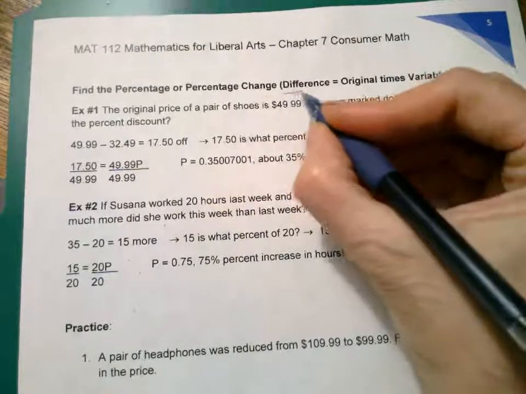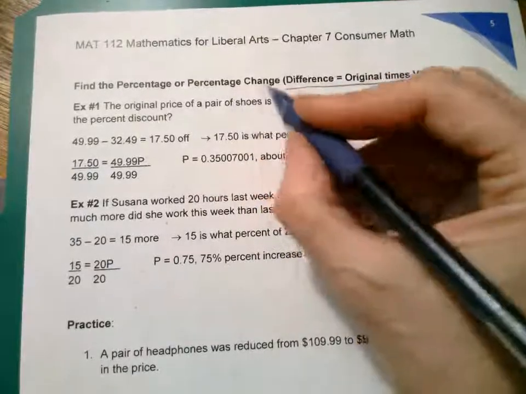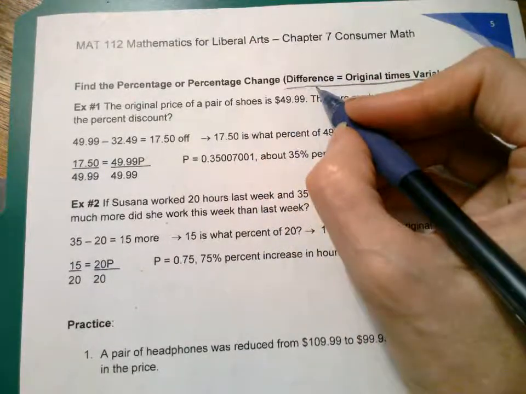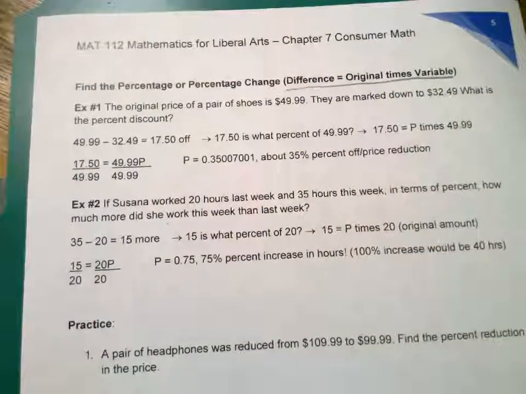Right here is a good formula to keep somewhere. It's the difference. It's the percentage change in difference, okay, equals the original times the variable. The original, if it's going up, we're just going to use a positive change.